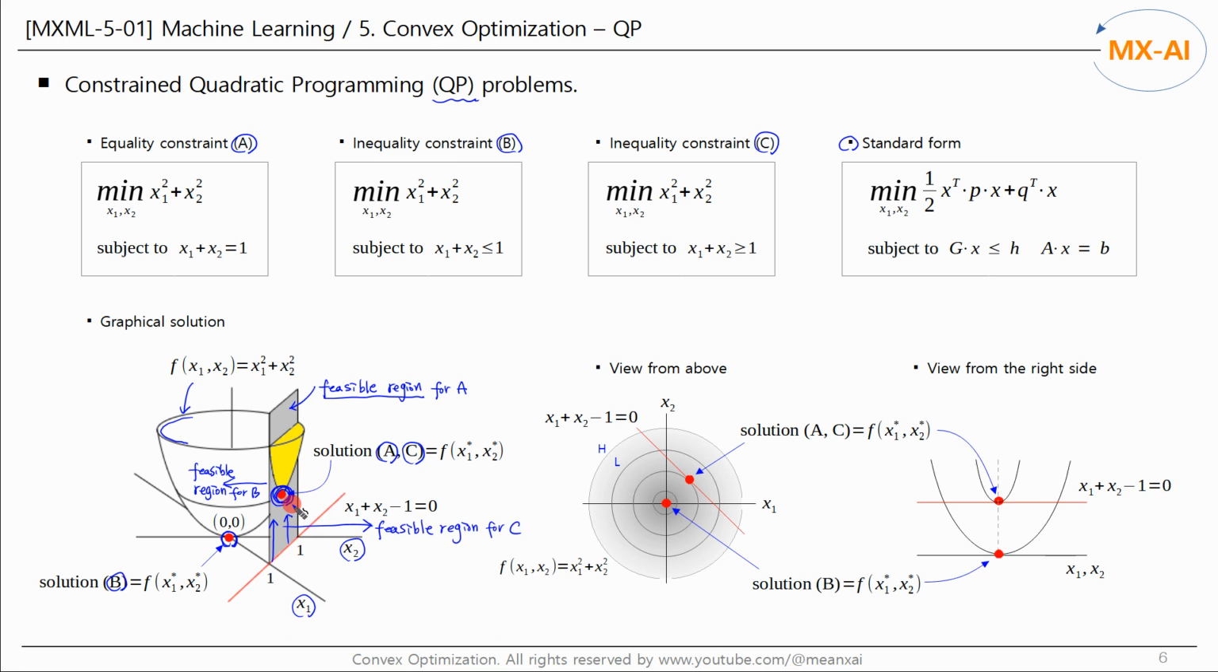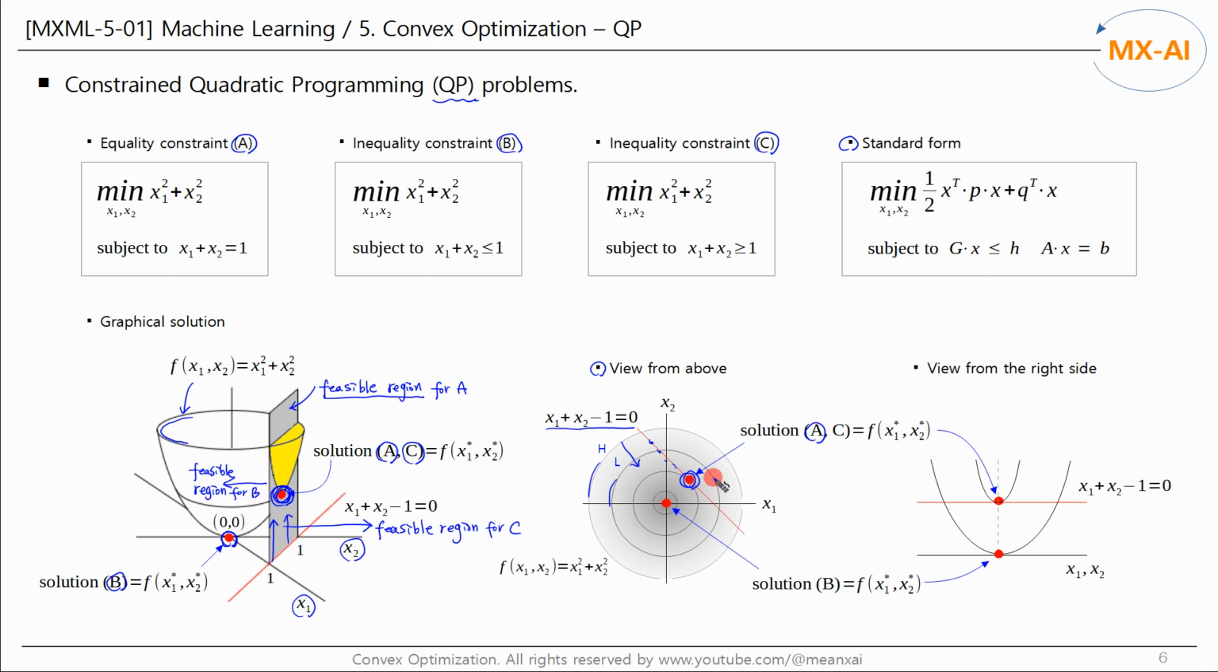Now let's take a look at the view from above. The paraboloid, which is the objective function, can be drawn as contour circles like this. The further you go in, the lower the contour level becomes. And this is the line of x1 plus x2 equals 1. The solution to the first optimization problem, A, is at this point. This is because the points on the red straight line are the feasible region for A. And the point where this straight line meets the contour line is the solution.